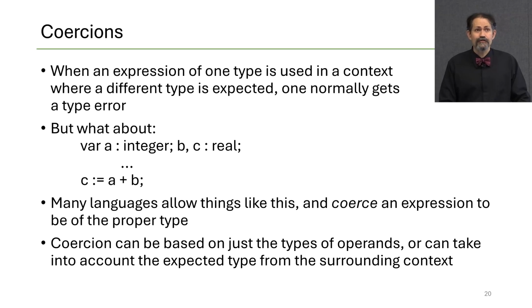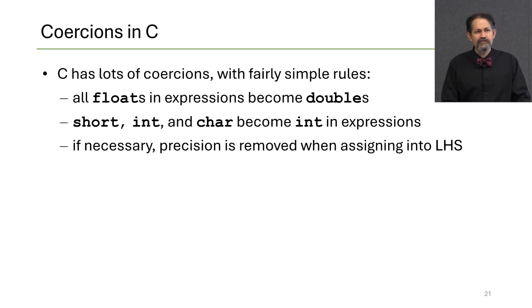In this case, the integer a will be coerced to a real before we add it to b. Coercion can be based on just the types of the operands to some operation, like plus or a function call, or it can take into account the expected type from the surrounding context. The C language has lots of coercions, but fortunately they have fairly simple rules.